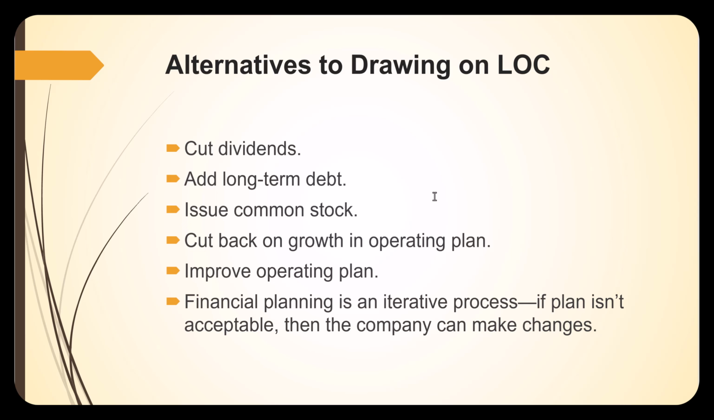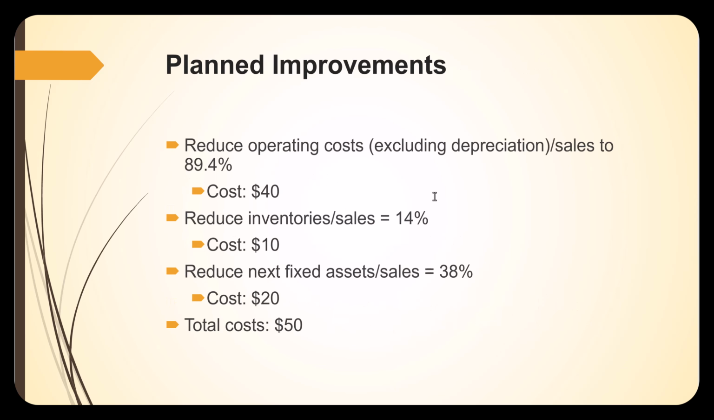So again, in the end, this is a process of seeing what our initial thoughts are, making some changes, trying to find revisions, and of course, working our way through the system till we get to a point where we're fairly certain that we understand exactly what we want to do. So in this case, we had some improvements. We're going to reduce operating costs, reduce inventory, decrease the investment in plant and equipment. That's going to have changes, obviously, in our cash flows.